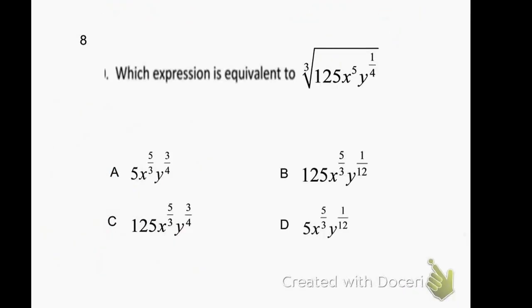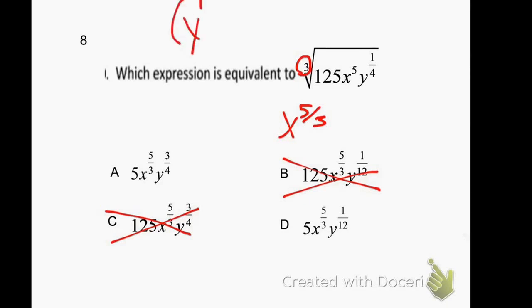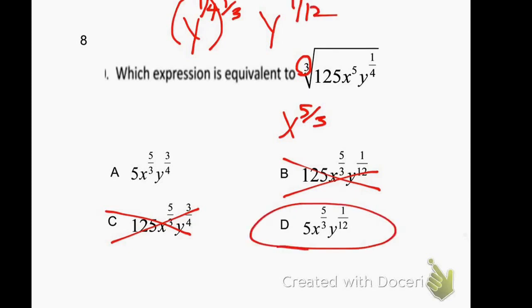Number 8, which expression is equivalent to the cube root of 125 x to the 5th, y to the 4th? The first thing I know is that B and C will definitely not be the answer because the cube root of 125 is much smaller than 125. So I need to choose here. Remember that your root is always your denominator. So you know that you have x to the 5th over 3. And you're going to take y to the 1/4 and multiply by the 1/3. So 1/4 times 1/3 is 1/12. So that would make D your answer.